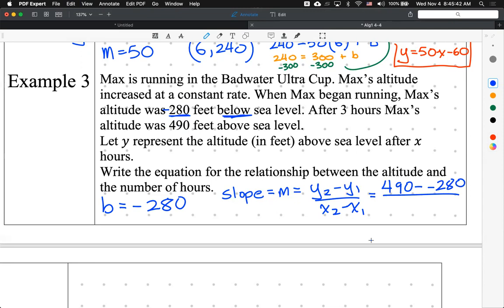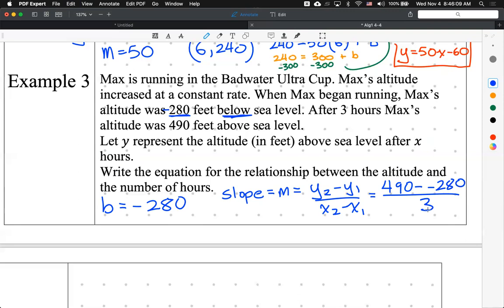What is x2 minus x1? What is my change in time? It says x represents hours. How many hours have passed between negative 280 feet and 490 feet? Yesenia? 3 hours, yeah, because I started at 0 hours and now I'm at 3 hours. So you could, if you want to be pedantic, say 3 minus 0, you can do that, but I think we should just all put a 3. It took 3 hours. That was our change in x.